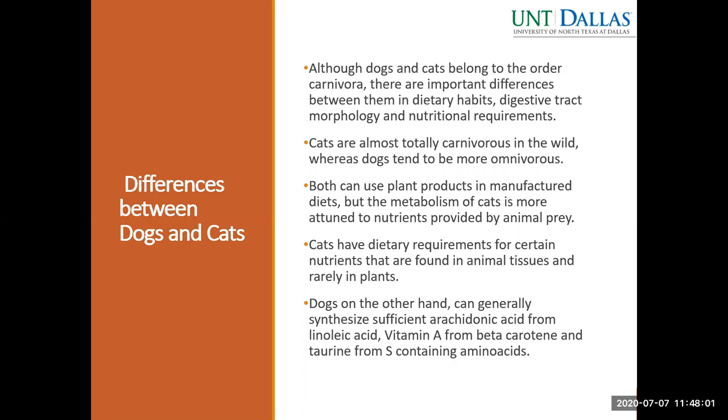Dogs, on the other hand, can generally synthesize sufficient arachidonic acid from linoleic acid. Vitamin A they can synthesize from beta carotene, and taurine they can synthesize from sulfur containing amino acids, nutrient precursors that are found in plants. Also, they can synthesize the sulfur containing amino acids.